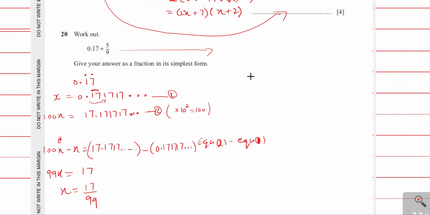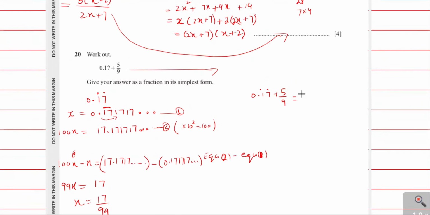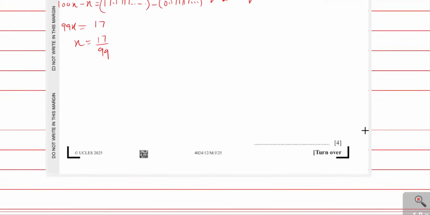Therefore, this value 0.17 plus 5 over 9 will be equal to 17 over 99 plus 5 over 9. To add these values, we will make the denominators the same. The denominator of the second fraction is 9. We will multiply this fraction by 11. Therefore, the denominators of both fractions become equal, and we will add 17 plus 11 into 5 is 55, and this will be equal to 72 over 99, and this is the answer.